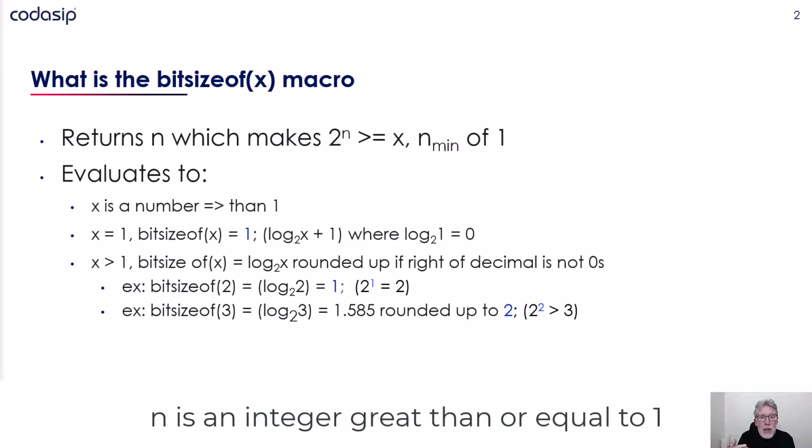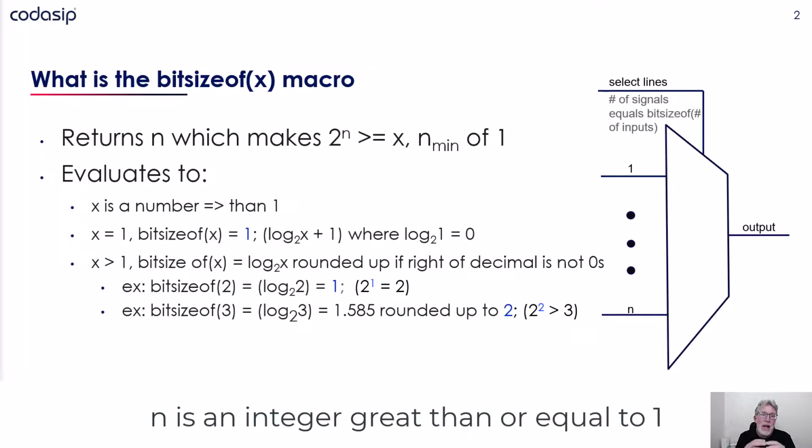Now, how would we use this, or why would we use this? This is a common macro that you're going to use to generate the size of your bit signal for the select lines for a multiplexer. If we take a look at a multiplexer here, we have 1 to n inputs and an output, and you have the number of select lines that you need to evaluate the inputs.